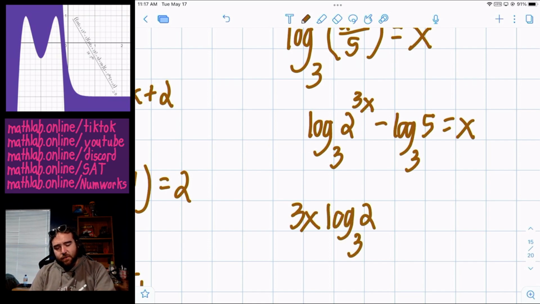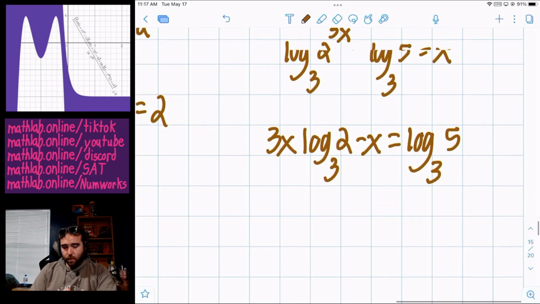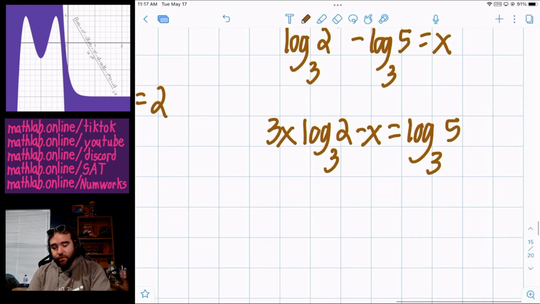And then we're going to do the same deal where we get all of the x's to one side and all of the not x's to the other side. So we can factor out the x.